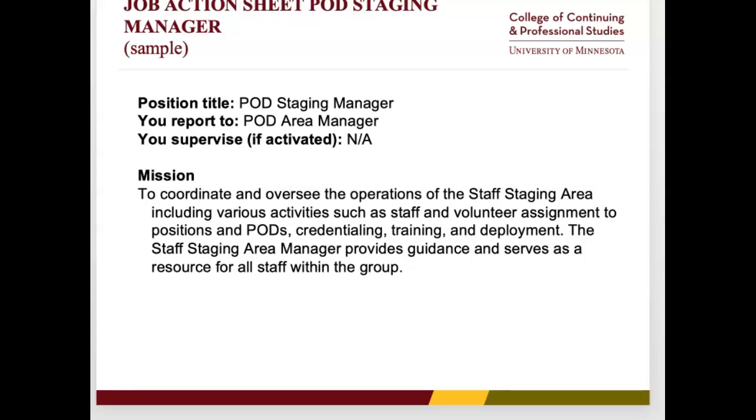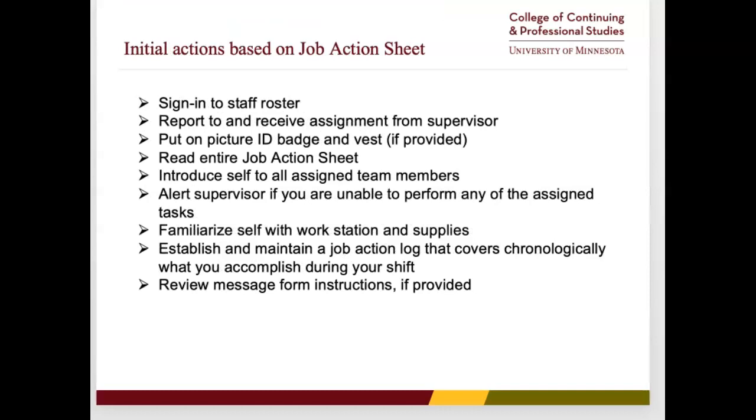that hopefully your organization has assembled over the years and keeps improving upon after each incident. So what might be your initial actions based on this job action sheet? Well, first of all, you better sign in so we know you're there. And you report to and receive assignment from a supervisor, because there are always people around 24/7 constantly making sure that everything's in place that needs to be in place.